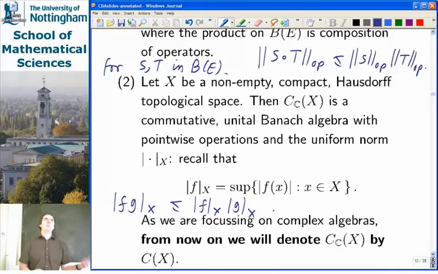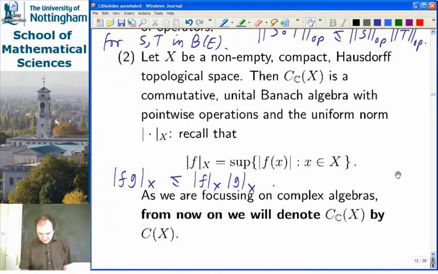Well, we know that the modulus of f of x is always less than or equal to the norm of f, and the modulus of g of x is always less than or equal to the norm of g. So the modulus of f of x times g of x is going to be at most the product of the norms. Why don't we have equality there? Under what circumstances might you not get equality?